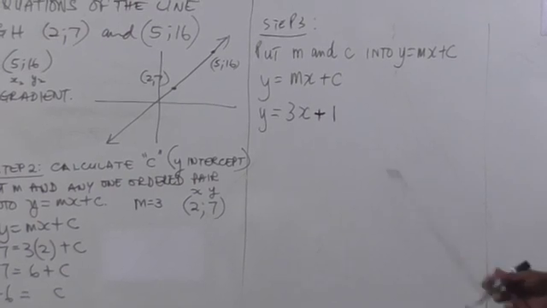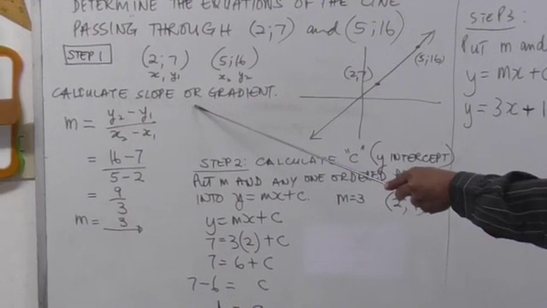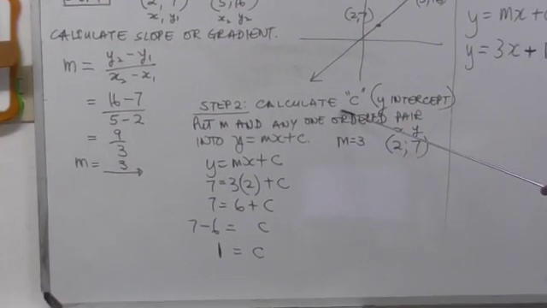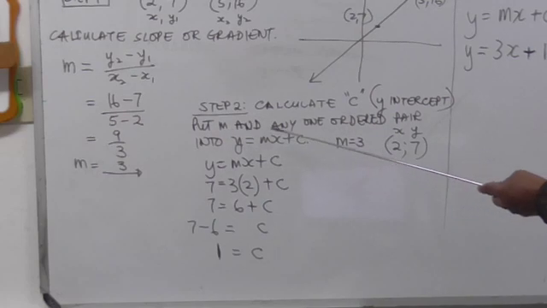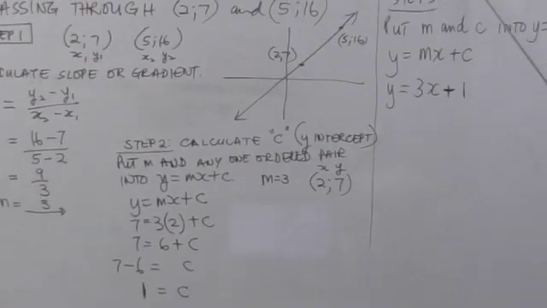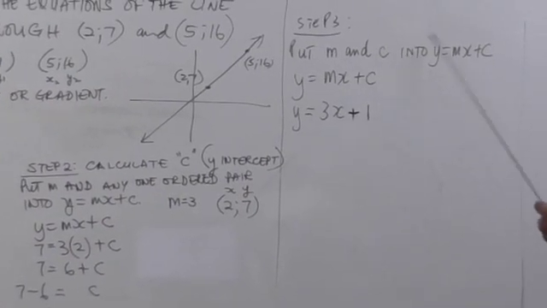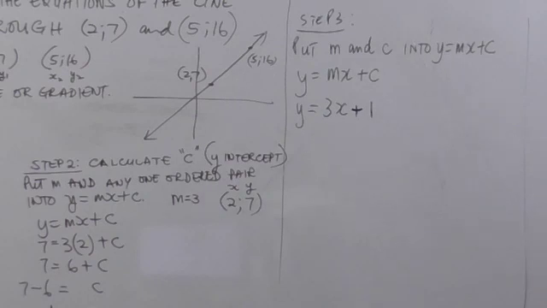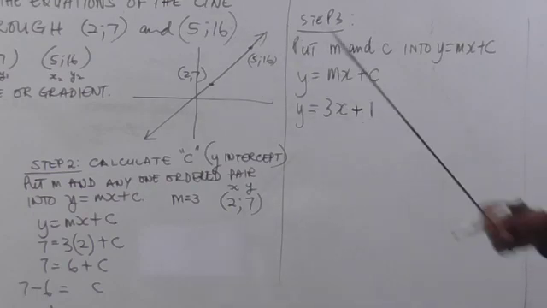3 steps. Step 1, calculate slope or gradient. Step 2, calculate c by putting m and any one ordered pair into y is equal to mx plus c. And step 3, finally, put m and c into y is equal to mx plus c. There are other ways of doing it, but I recommend that you do it in this way and follow those 3 steps. Alright, so shortly what I'll do, I'll give you a little exercise where you can try to find the equations of straight lines and test your ability to find equations of straight lines.